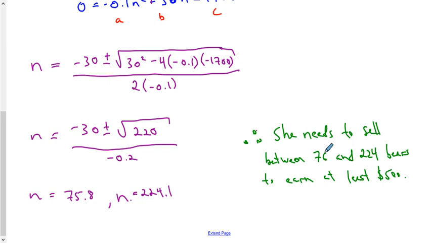Her maximum is somewhere in between those. Actually, it's halfway in between those numbers that we calculated. But we know that to earn at least 500 bucks, she's got to sell between 76 and 224. There's no way to earn 500 bucks exactly because you can't sell 0.8 of a teddy bear or 0.1 of a teddy bear. At least I don't know anyone who would want to buy 0.8 of a teddy bear. A teddy bear missing an arm, I guess, or a head, something like that. Not so popular.